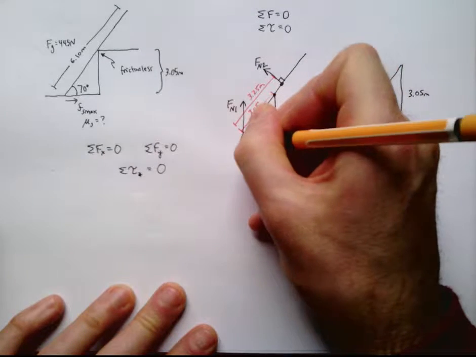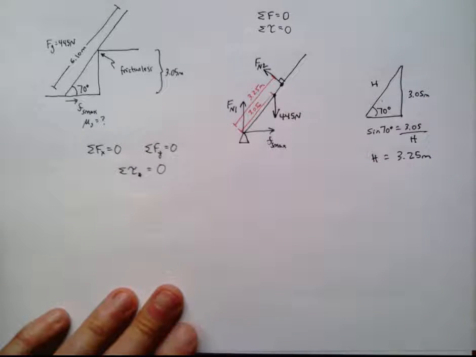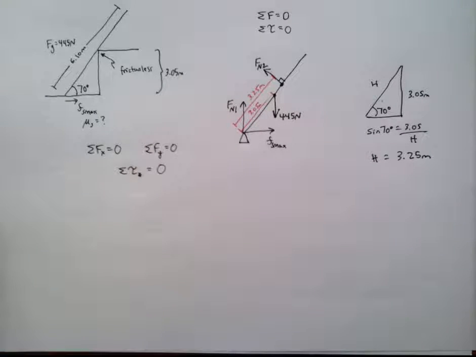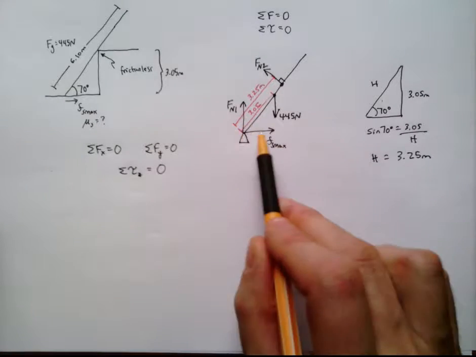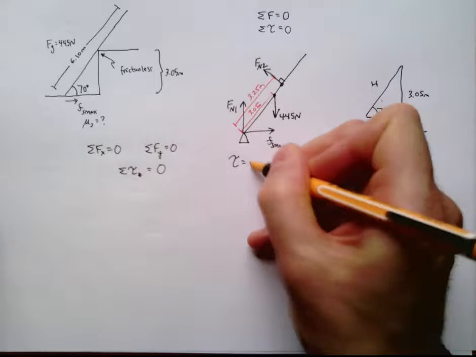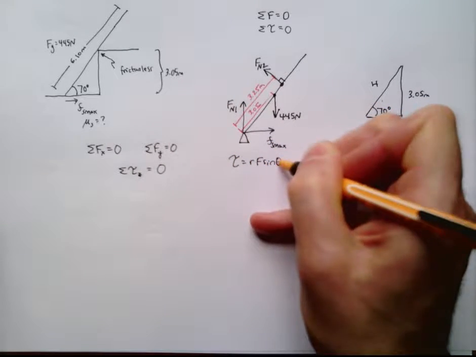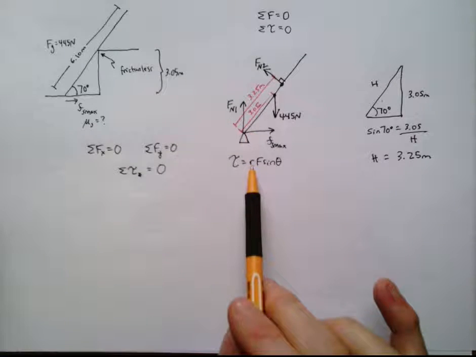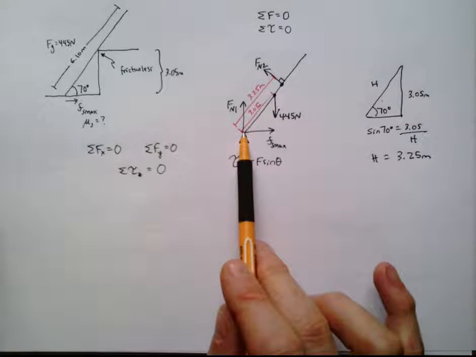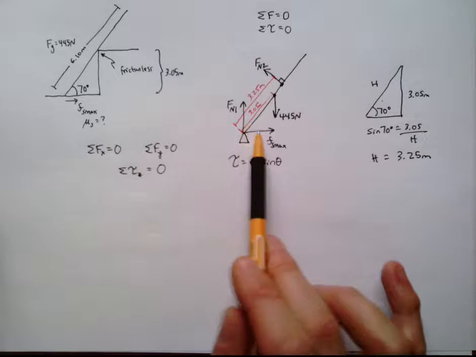I'm going to put the fulcrum right here because when I do that, when I calculate the torque due to these two forces, and remember the formula for torque is R F sine theta, each of these forces has an R of 0 because they're acting right at the axis of rotation. And so they're going to cancel out of the torque equation, which is good because I don't know what they are.